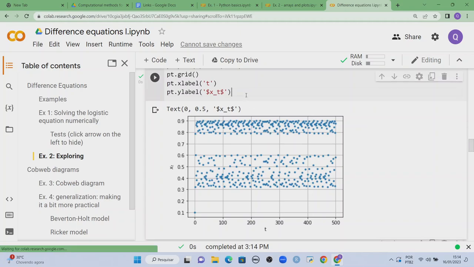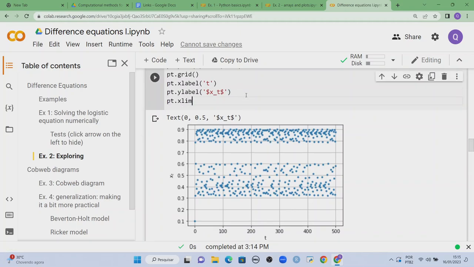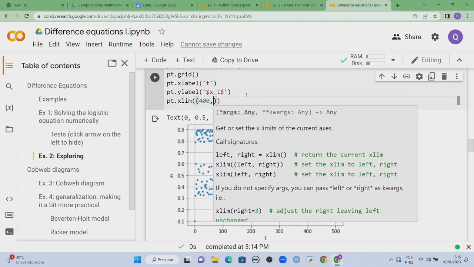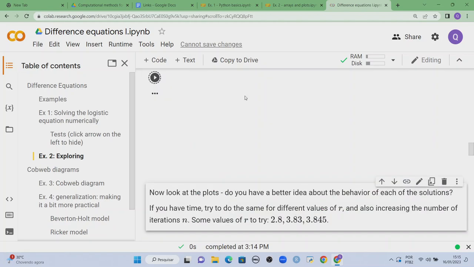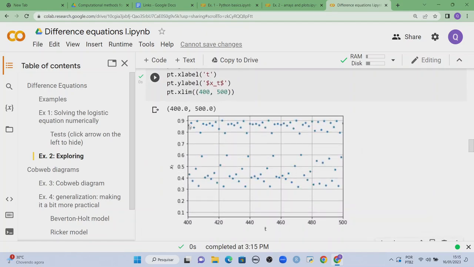Maybe if I look just at the final part here, let me limit this from 400 to 500, just 100 points. You see that it looks like there's a pattern, but it doesn't actually repeat itself, right? Question. Well, my question is about this thing in the middle, between 0.6 and 0.8, over here. It is empty, yeah.